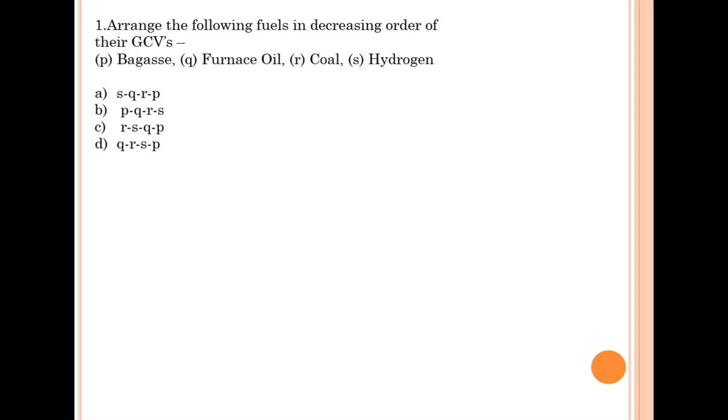And third, coal. The range of GCV varies from 2,200 kilocalorie per kg to approximately 7,800 kilocalorie per kg. And from these four options, the least GCV is of bagasse. So here the answer is option A, that is hydrogen, furnace oil, coal, and bagasse.